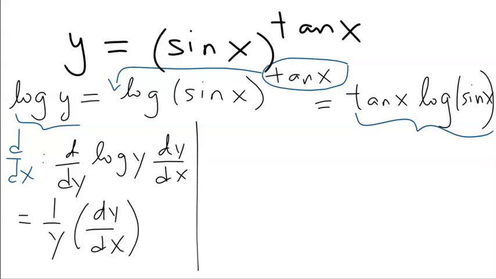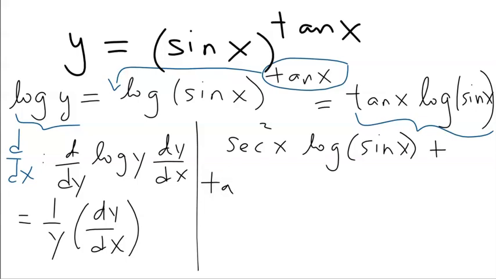So we can use the product rule to achieve this. The first function is tangent x. The derivative of tangent x with respect to x is secant squared x. And then you can simply write the second function, which is the logarithm of sine x, plus tangent x.